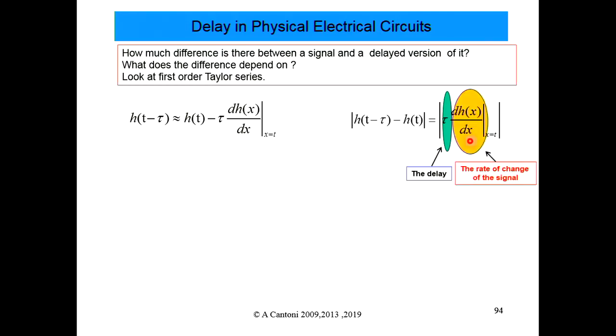The delay times the rate of change of the signal. If we take a concrete example of, say, a sinusoid, with amplitude A and frequency f, then we can normalize that difference. We're interested in looking at the difference being a small fraction of the actual signal itself, and have this epsilon, which is just this divided by the amplitude.